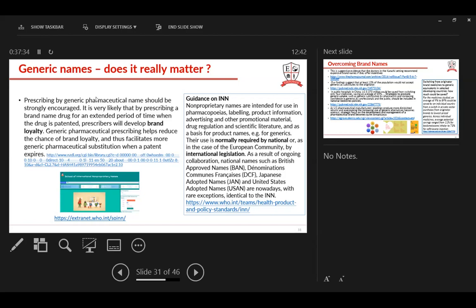I will read a small portion in here that talks about legislation, right? Generic, non-proprietary names are intended for use in pharmacopoeia, labeling, product information, advertising, and other promotional material, drug regulation and scientific literature as a basis for product name. Example, for generics, their use is normally required by national or, in the case of the European community, by international legislation. If they're not okay, you don't need to use them. And they come up with examples like the BAN, the DCF, the JAN, the USAN, the INN. We need to understand these things in order to move forward. Make sure our EML is tight.